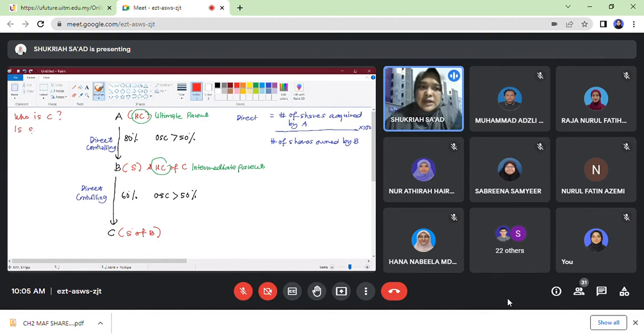Is C a subsidiary? Saya sebut C, saya tulis S. Tengok, saya tulis C, saya tulis S. Maknanya, saya punya mindset dengan tangan saya tak synchronize. Okay? Maknanya otak saya fikir lain, tangan saya buat lain. Okay. Is C a subsidiary of A? What do you think? C anak kepada B. Soalan saya, adakah C ni anak kepada A juga?